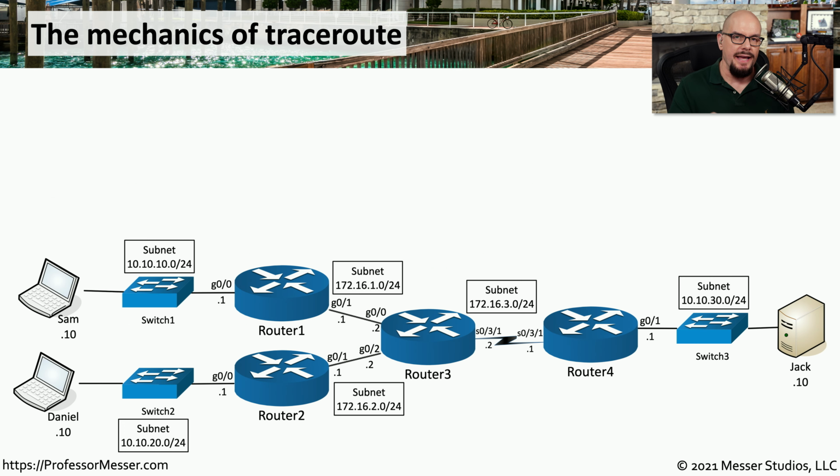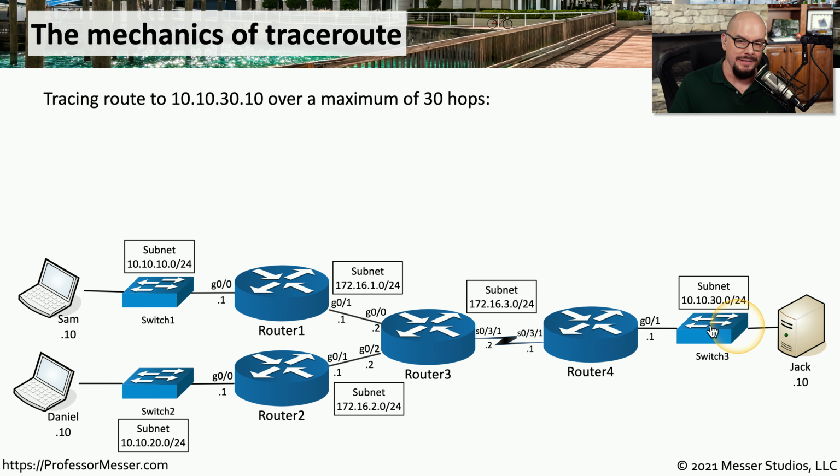It's interesting to see how traceroute builds the route between one device and another. Let's take a traceroute that will perform between Sam's workstation, which hops through 1, 2, 3 routers before it is able to talk to Jack's workstation. We'll perform that traceroute to 10.10.30.10, that's Jack's workstation, and that traceroute will occur over a maximum of 30 hops.